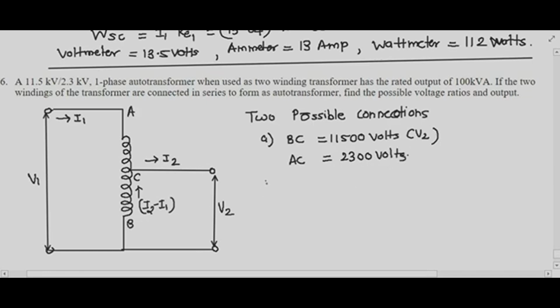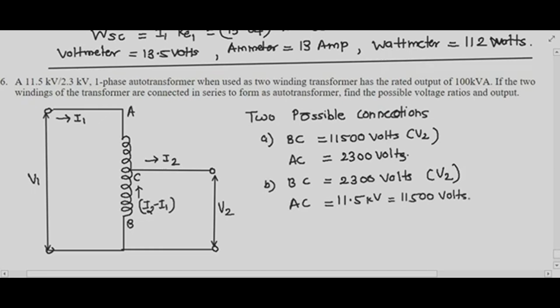And second possible connection may be your BC equals to 2300 volts, which is equal to V2, and AC will be equal to 11.5 kilovolt, which is equal to 11,500 volts. Okay. So now what is given in the problem?